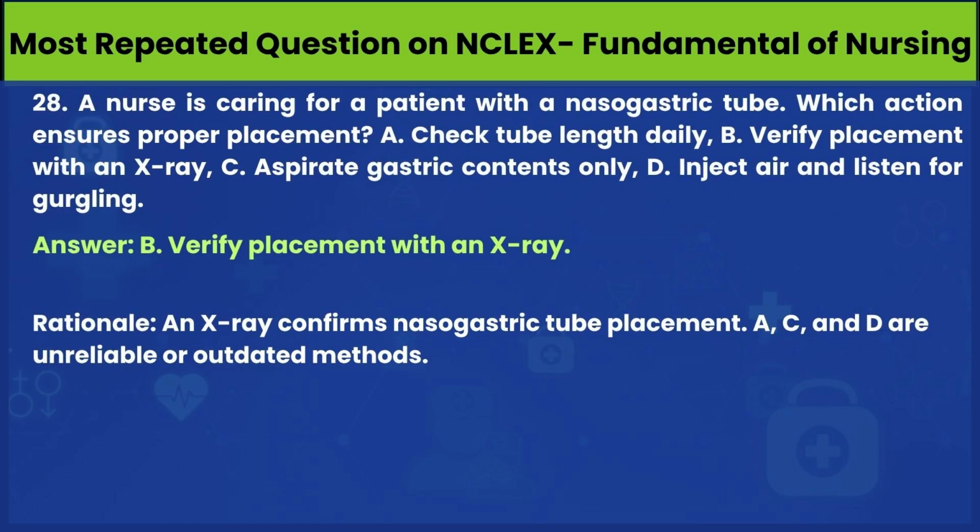Answer: B. Verify placement with an X-ray. Rationale: an X-ray confirms nasogastric tube placement. A, C, and D are unreliable or outdated methods.